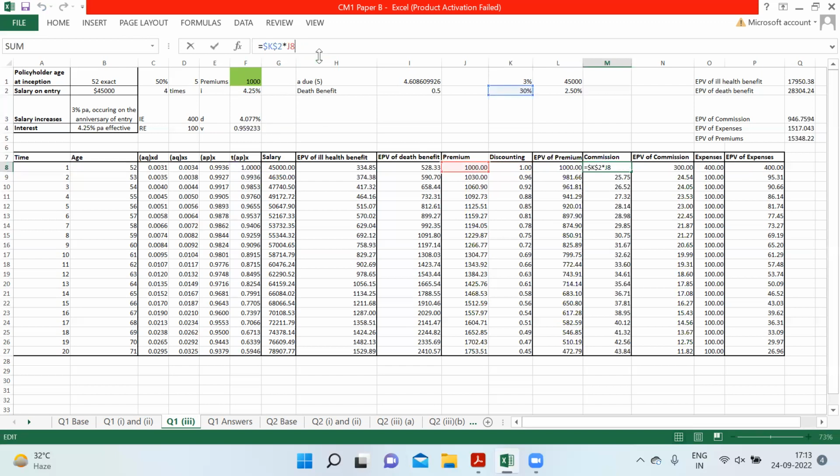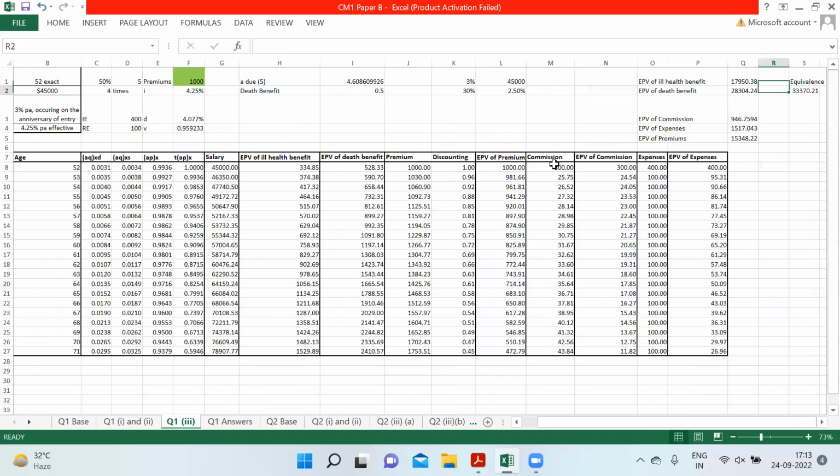Commission is initial commission 30% of the premium, and renewal commission is 2.5% of the premiums. And then we have the EPV of commissions as well, which is tpx into discounting into present value. We have expenses, obviously: initial expenses 400 and renewal expenses 100. And then again multiplying with tpx, and so on.